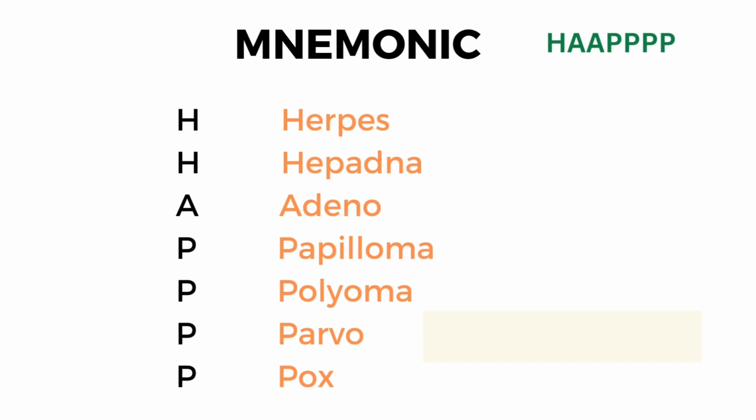So HEP, there are 2 H's, 1 A, and 4 P's. H for herpes and hepadna, A for adeno, and 4 P's: papilloma, polyoma, parvo, and pox virus.